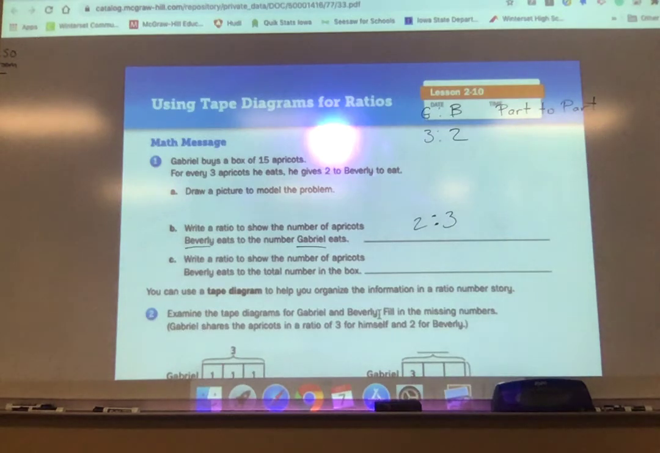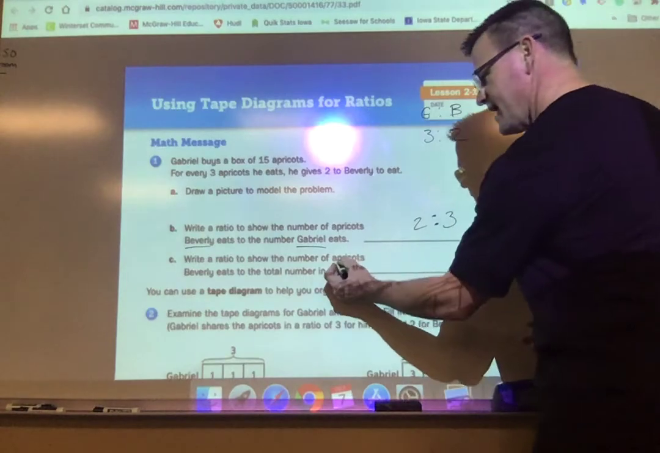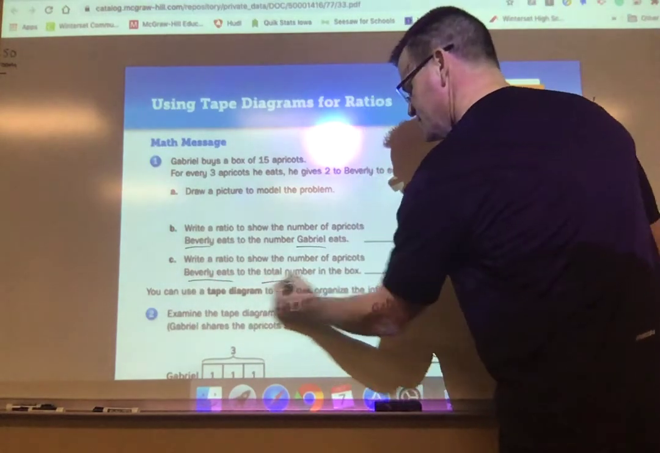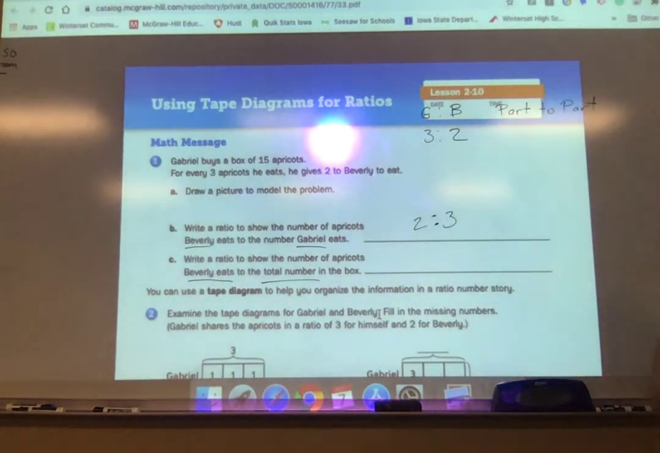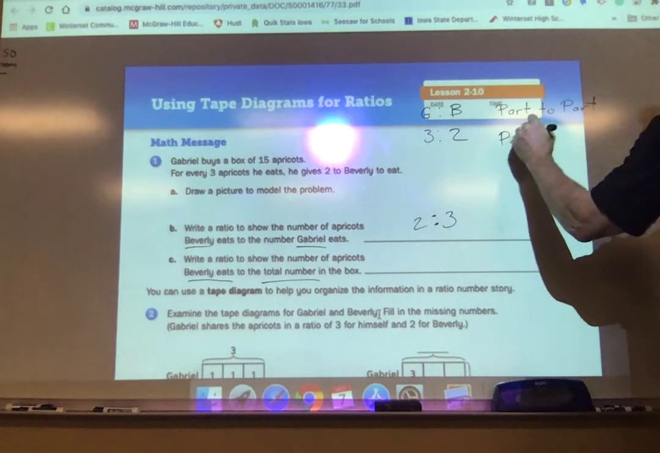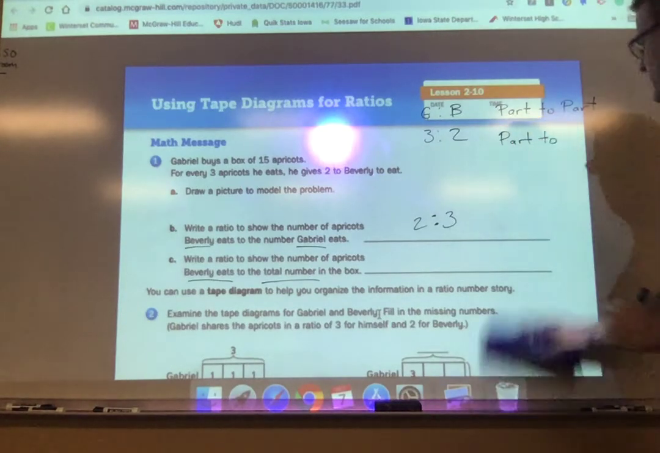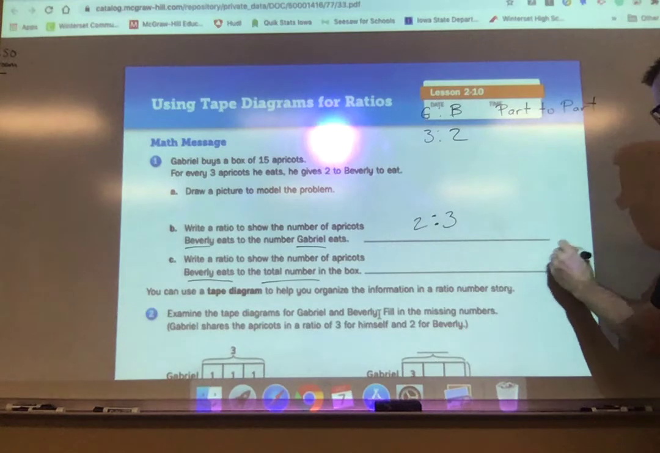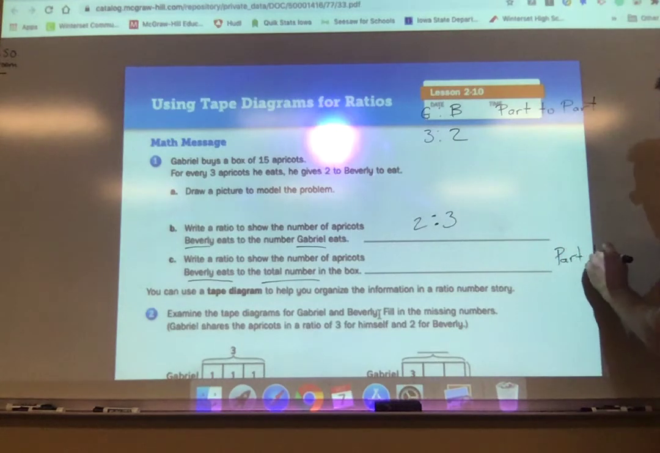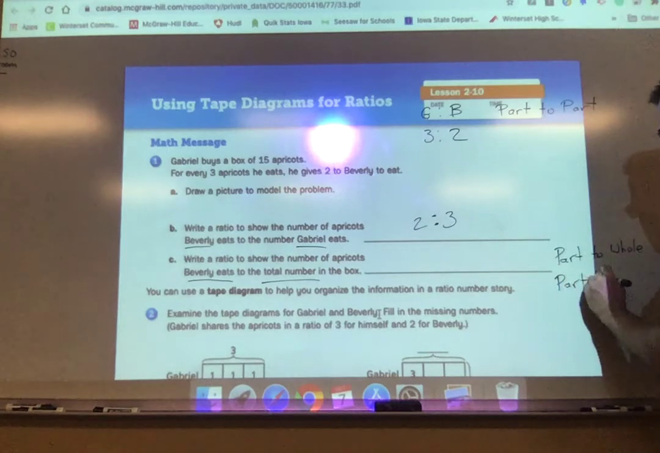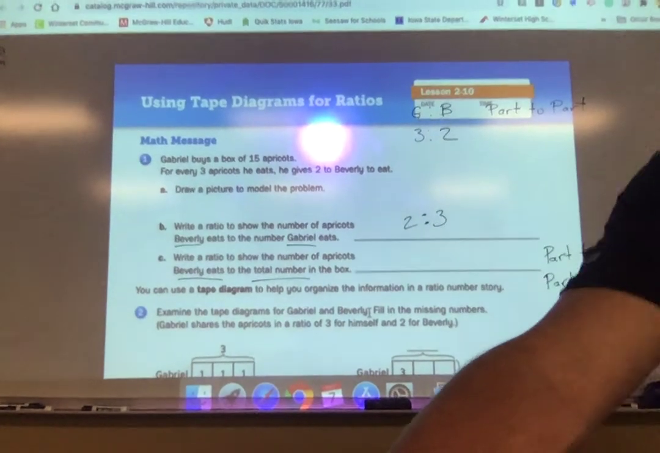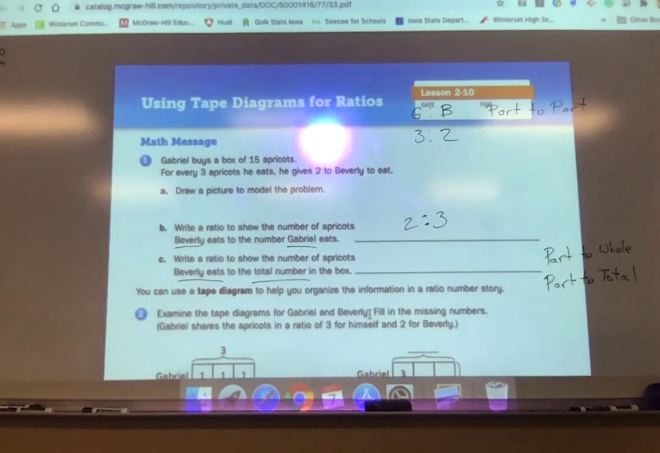All right. When you look at question C, now we need to write a ratio to show the number of apricots Beverly eats to the total. So now this is a part to, I'll write it down here, I guess, part to whole, or we could look at it as part to total. So this changes a little bit with what we're looking at. Part to total is different than part to part.